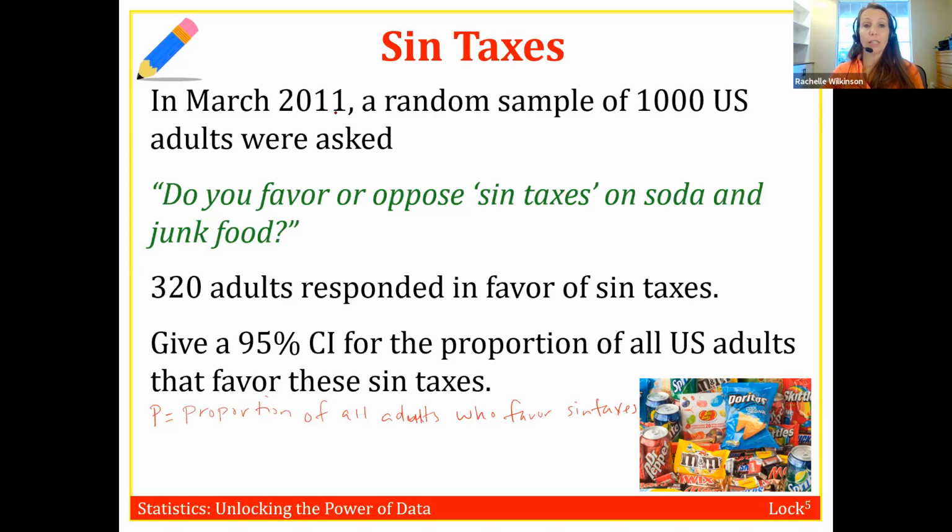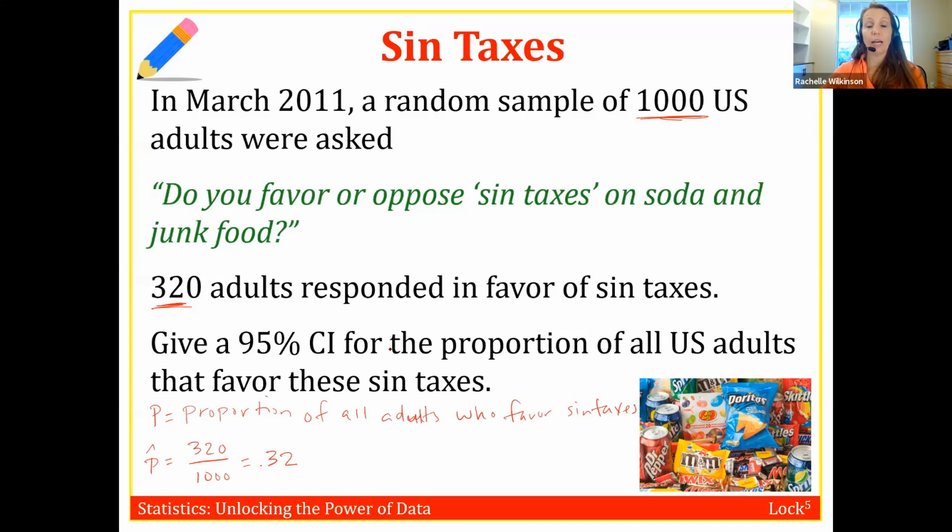We can collect the data, which we have here. It looks like they took a sample of 1,000. Out of that 1,000, 320 adults responded in favor of sin taxes. So my sample proportion, p hat, would be equal to 320 over 1,000, which is 0.32. Okay, so this is my sample statistic.